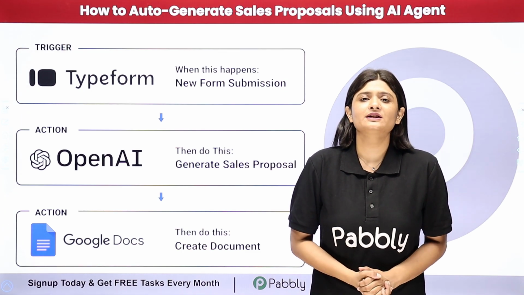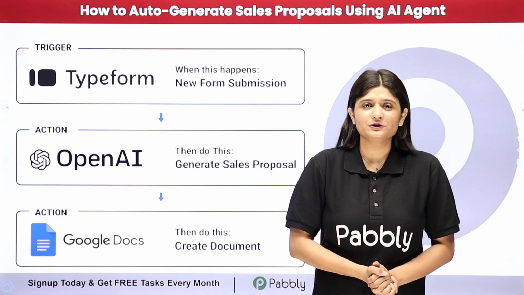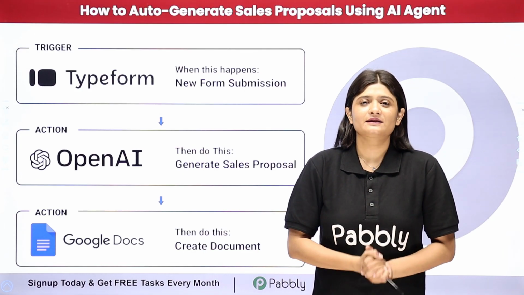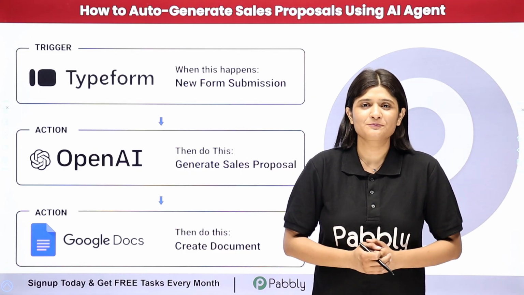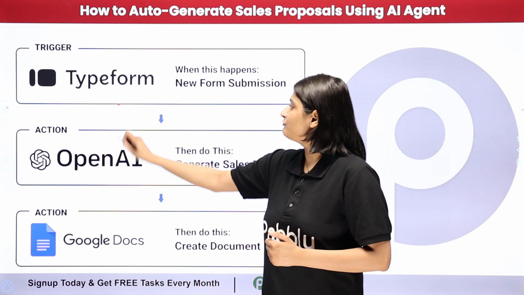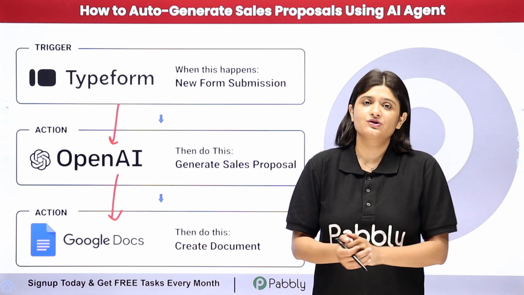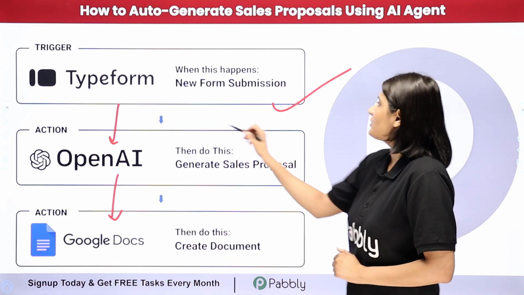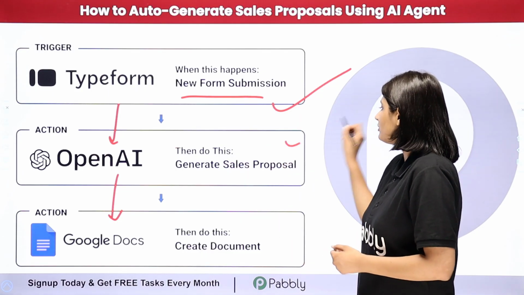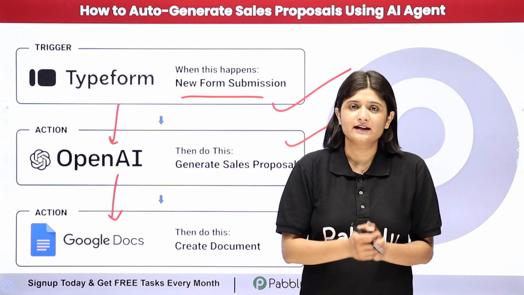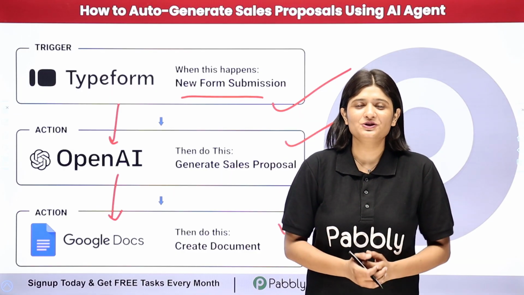Now doing this manually will consume a lot of time, so I am completely going to automate this process, and to do this automation I am going to use Pabbly Connect. So Pabbly Connect is an amazing automation and integration software which requires no coding or programming skills. Here I just need to build a connection between Typeform, OpenAI and Google Docs. With the help of Pabbly Connect, I am going to build this connection in such a way that whenever there is a new form submission in Typeform, the sales proposal is automatically generated with the help of OpenAI and it is automatically created as a doc in my Google Docs. Now if you want to learn the step-by-step process, then let me take you all to my screen.